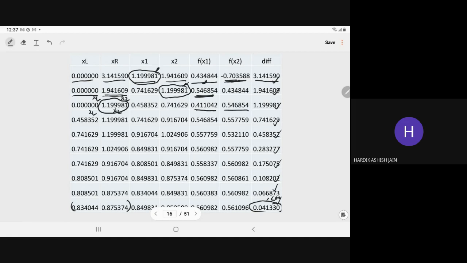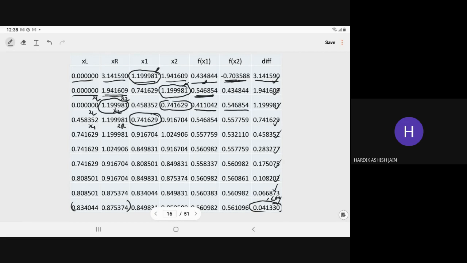So when fx2 is greater than fx1, at that time, what will be the interval? x1 to xr. Whatever the discarded point is, this x2, that will become the x1 of the next iteration. If you have discarded x1, that will become the x2 of the next iteration. If you have discarded x2, that will become the x1 of the next iteration. That is the golden section method.